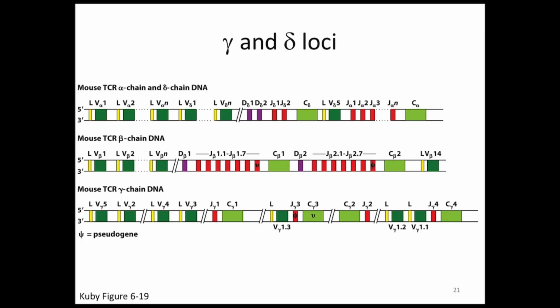So what you can see is you've got all the V alphas here, and then after you have the V alphas, you have the V deltas. And then you've got the D deltas, and then you've got the J deltas, and then you've got the delta constant region, and then you've got some J alphas, and then you've got the alpha constant region. So what you can see here is that delta is actually in the middle of alpha. Delta is between V and J of alpha. So you can see delta in the middle of alpha.